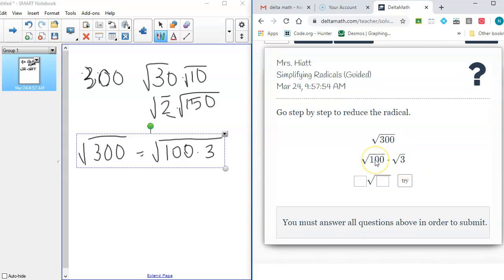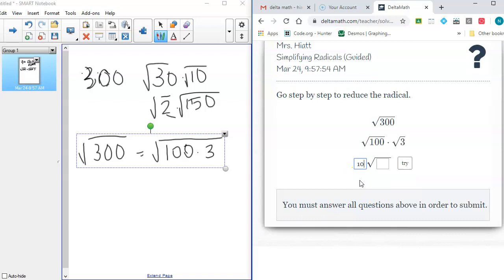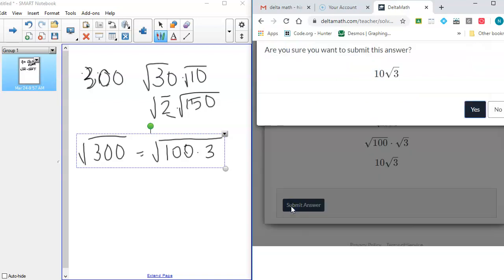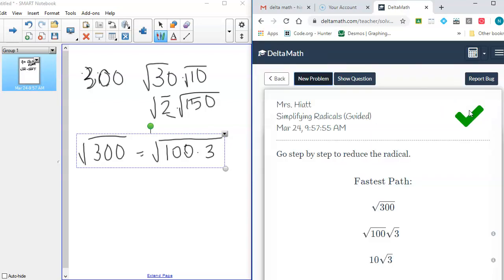And then if I take the square root of 100, 100 is a perfect square. The square root of 100 is 10. So once you take the square root of 100 and have 10, it's not underneath the square root anymore. But 3 is not a perfect square. I cannot take the square root of 3, so I'm going to put a 3 right here. I'm going to click try and submit answer. And yes, I want to submit that answer, and that is correct.